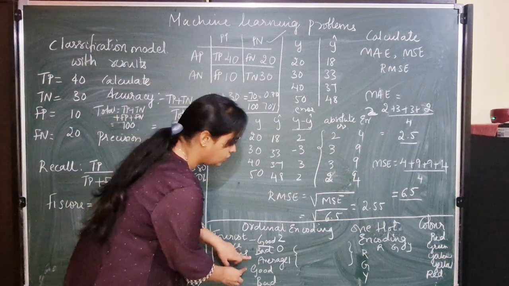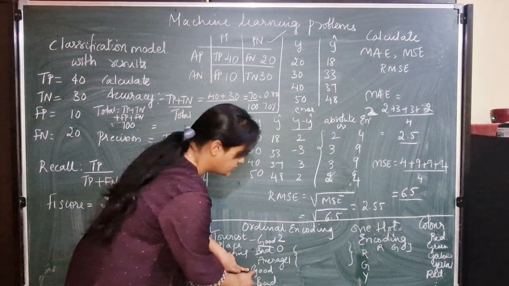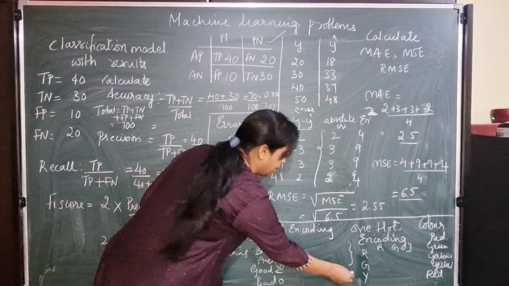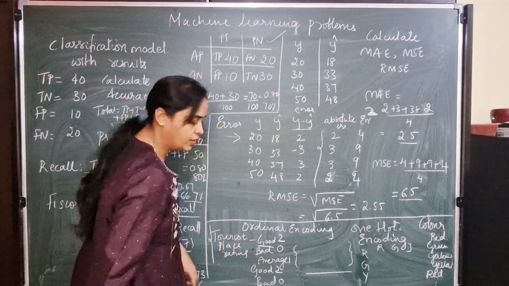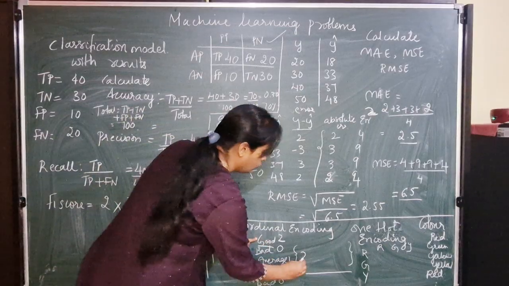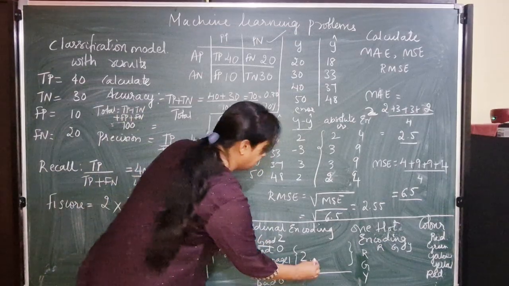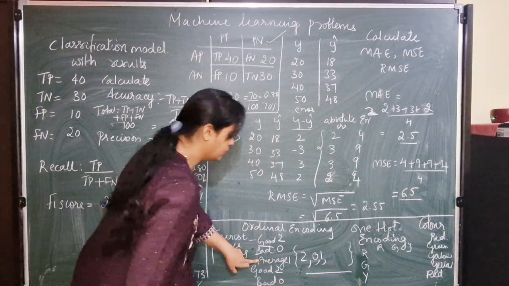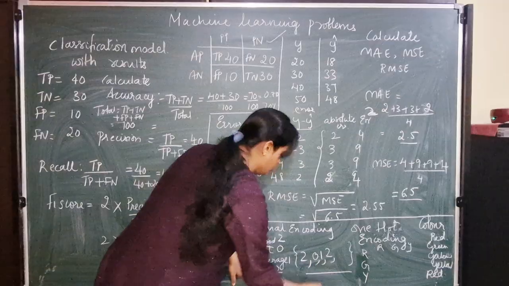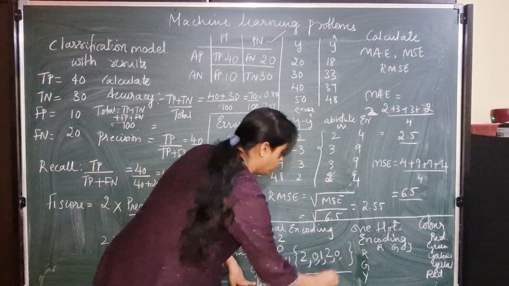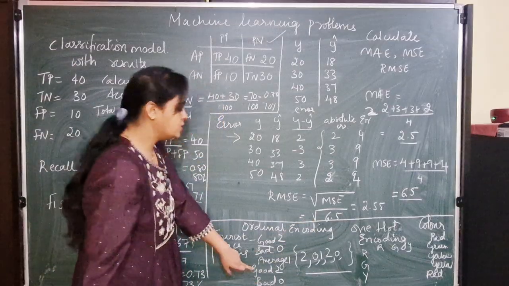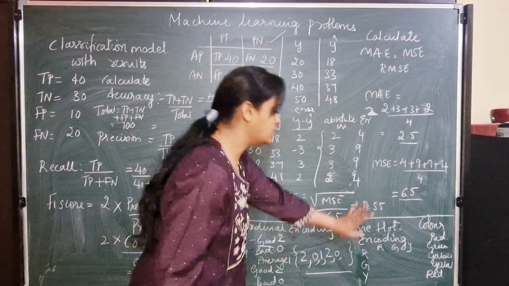Now I can give the ordering like this. Good is 2, bad is 0. Now if I want to represent ordinal encoding, what comes first? 2. Next, bad 0. Next, average 1, good 2, bad 0. Suppose it continues with good, then I will write 2. So this is how the ordinal encoding is done.